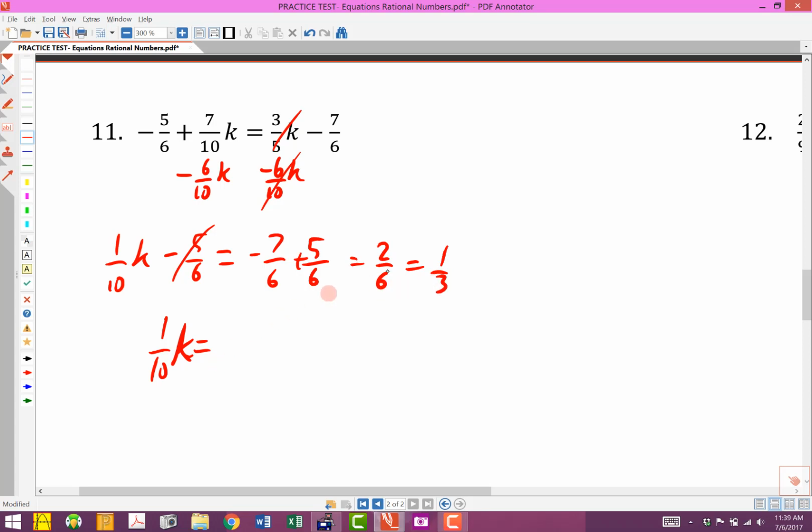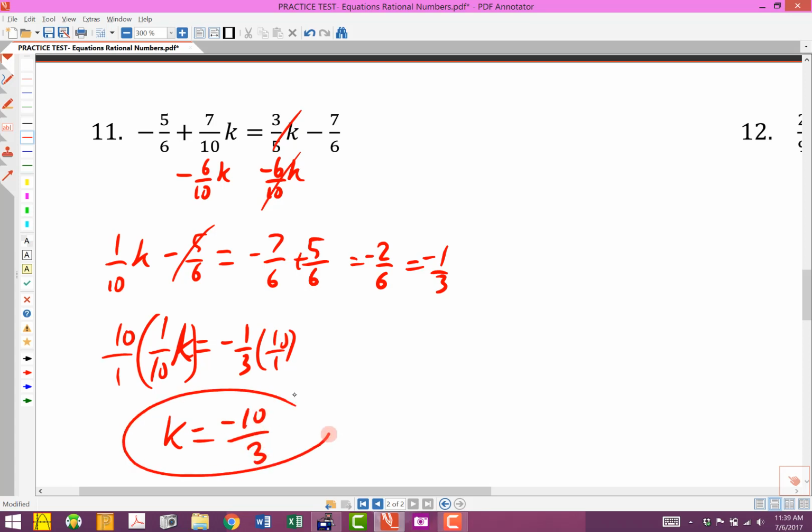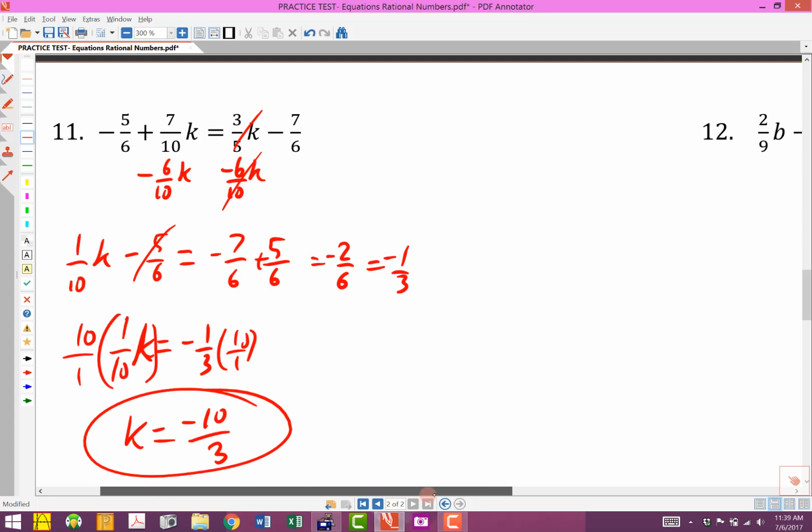So we've got negative 1/3, and then we're going to multiply both sides by 10. And again, if you want to think of that as a fraction, go ahead. So when we multiply straight across, we have a negative 10 on the top and a 3 on the bottom, and that right there's the answer.